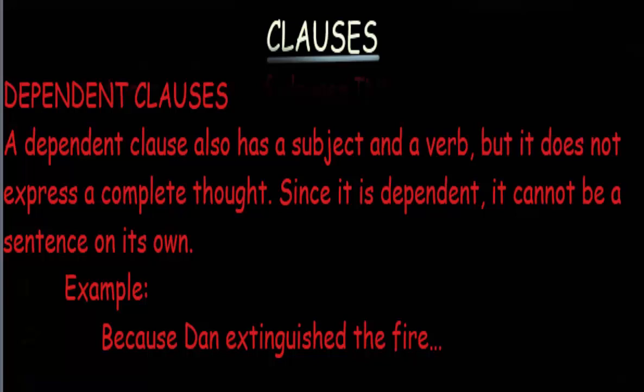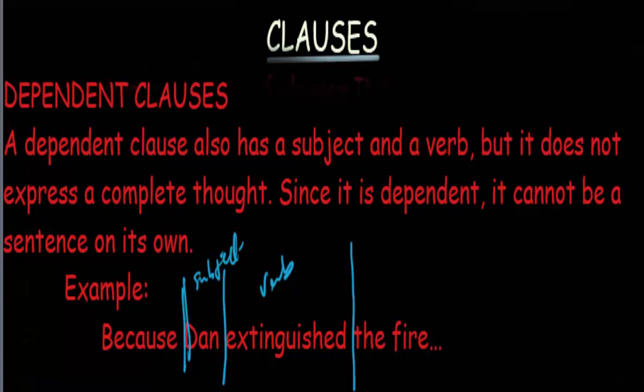Okay? So in this example, we have Dan, which still remains the subject. We have extinguished, which still remains the verb, right? But it does not express a complete thought. It does not express what? It does not express a complete thought. Therefore, this is a dependent clause.